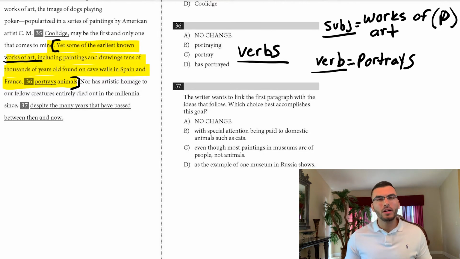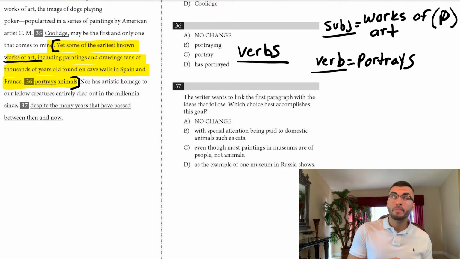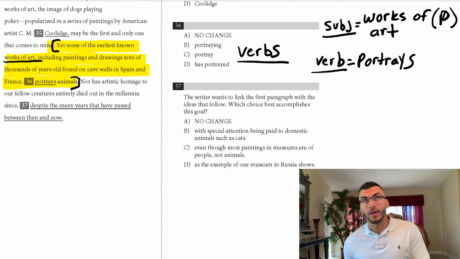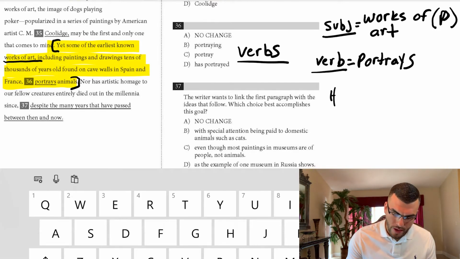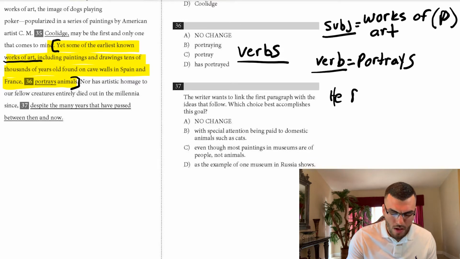Portrays, is that the singular or plural form of the verb? What do we ask ourselves? How do we check if it's the singular or the plural form? How do we check, guys? Go ahead and do that. He portrays, they portrays. He portrays. That sounds right, not they portrays. No, that doesn't sound correct.